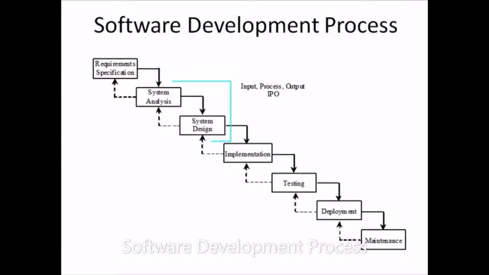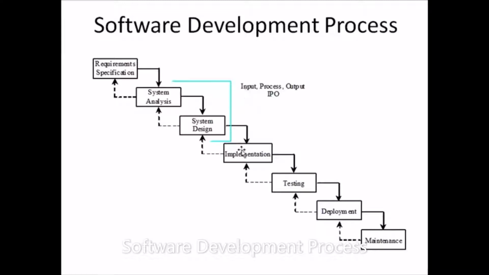So we start up the top here with requirement specification, which gives us a high-level description of what our software needs to do. And then we go down to system analysis, which is a more detailed description of exactly what our software needs to do, so some more detail. The system design, which is how our software is actually going to work, as in the steps that it needs to go through to complete each requirement.